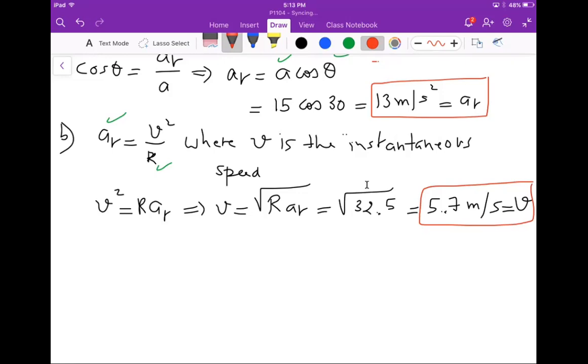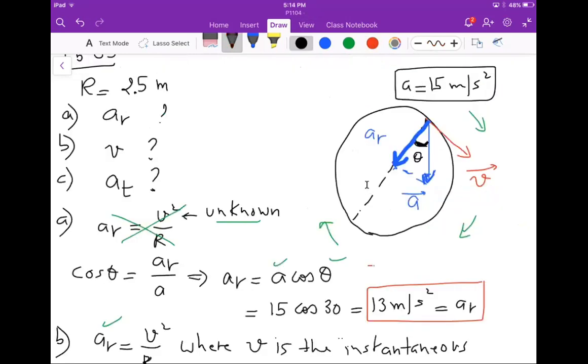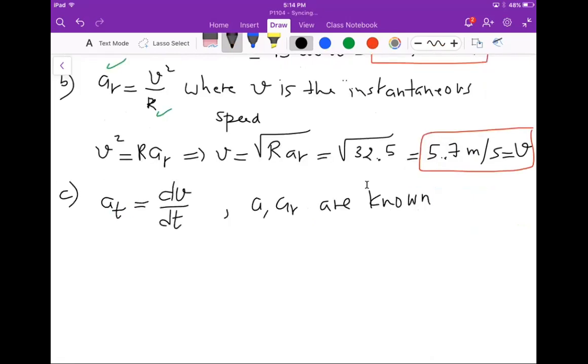We know the total acceleration a, and we know the radial acceleration ar. Okay, that's already a good piece of information. So a and ar are known. But this expression of v is not known. So in principle, we cannot use this definition in this part. However, what we should use is the following.